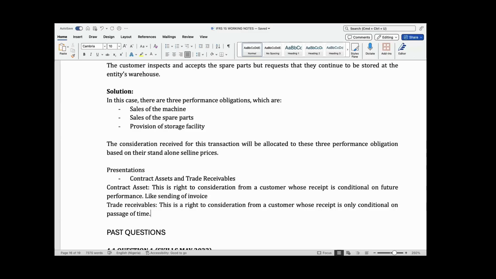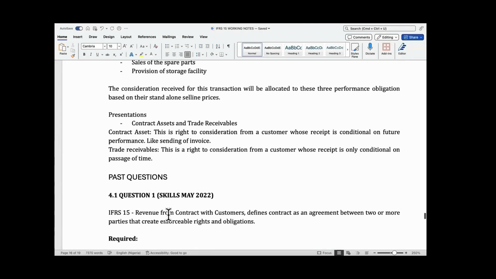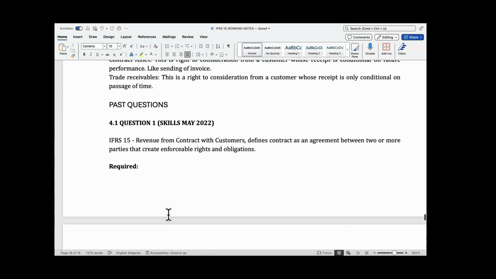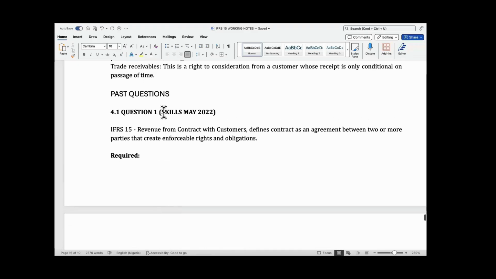But when you are still expected to perform something like sending of invoice, that money you're expecting is a contract asset to you. You cannot recognize it as a revenue. So that needs to be mentioned as well. So let's solve some past questions.